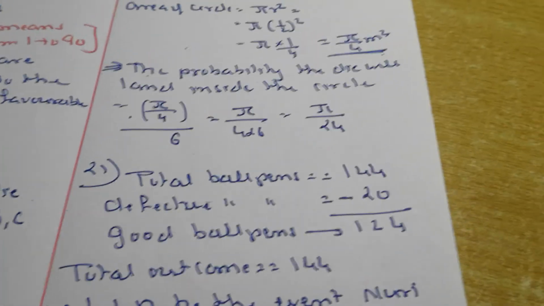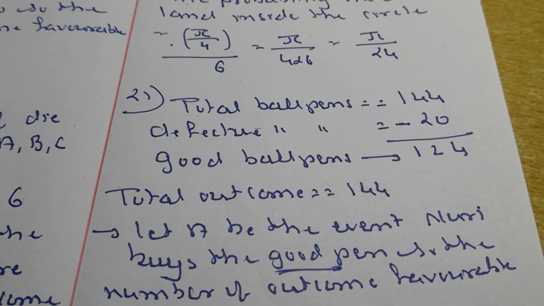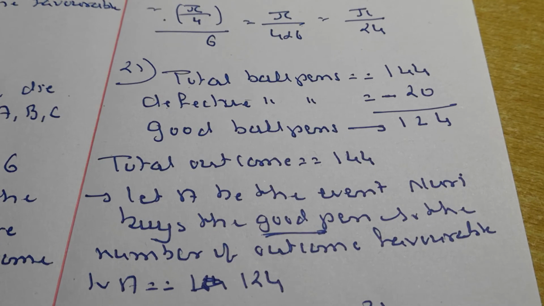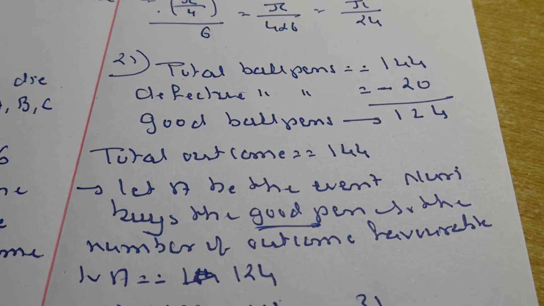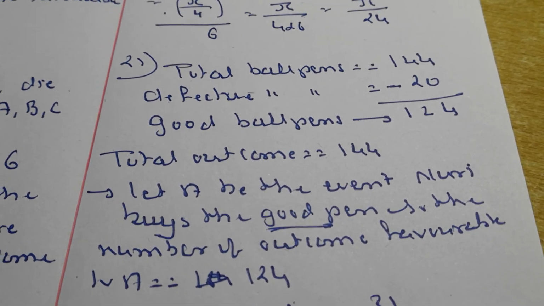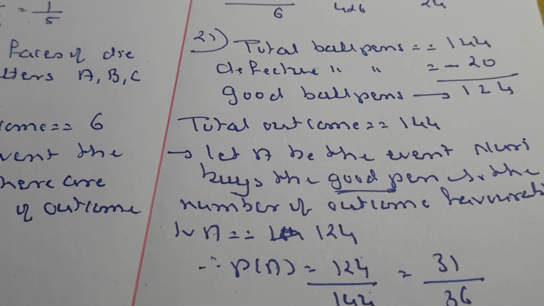Now there are total 144 ball pens. There are 20 defective pens. So we are going to subtract 20 defective pens from 144. So we are going to get good pens, that is 124. So the total outcome is 144.